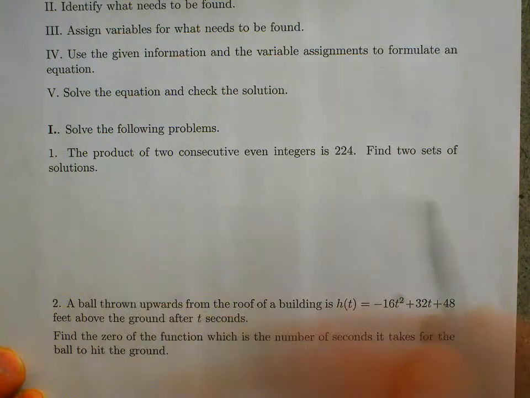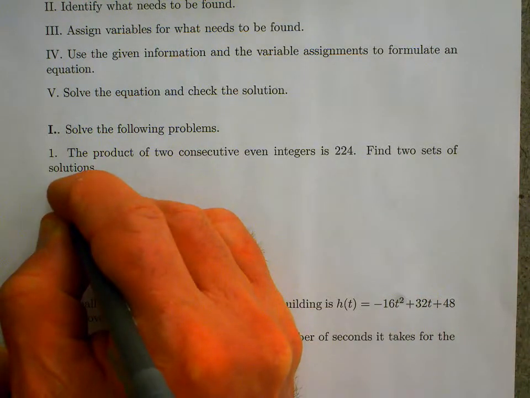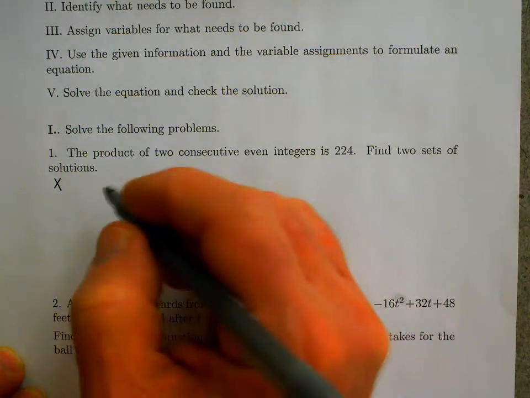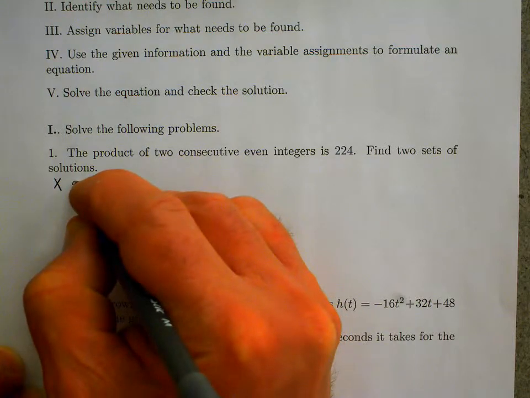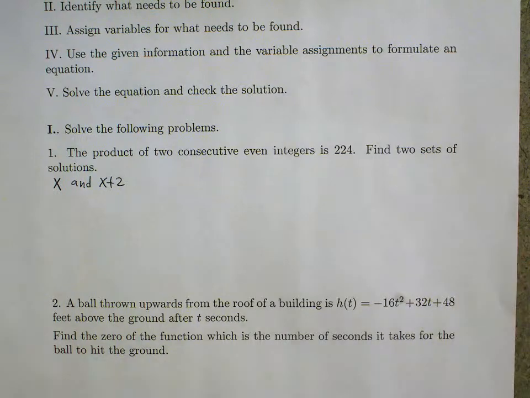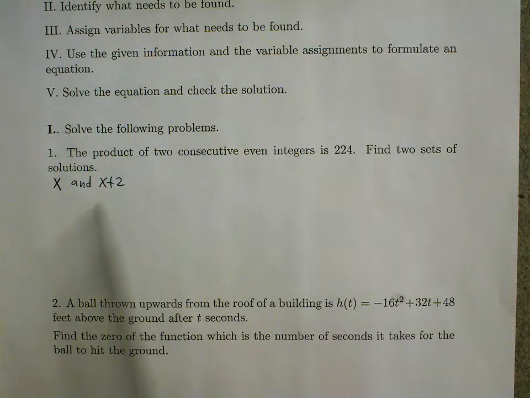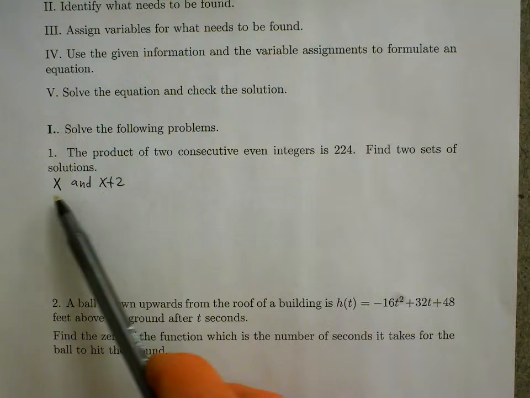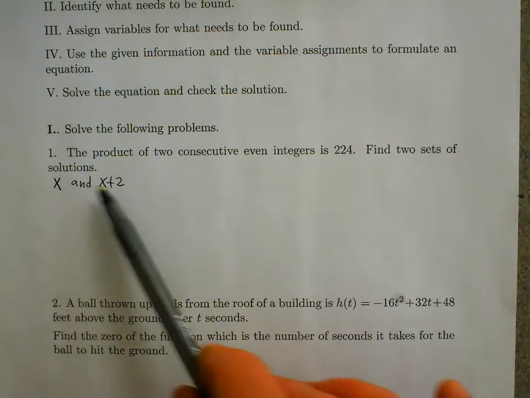Well, there's more than one way to do it. One way to do it is to say, if x is an even integer, then the next one larger than that is x plus 2. So, for example, if x is 20, then x plus 2 is 22. So those are consecutive even integers. This is one way to use a variable to represent an even integer, and then for the next even integer after it, just add 2 to it.